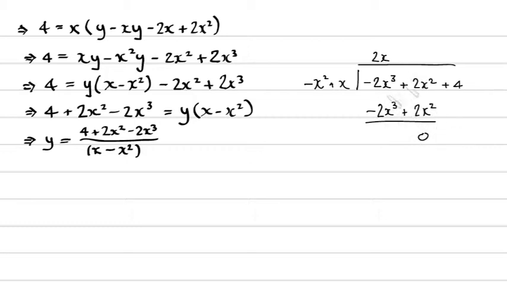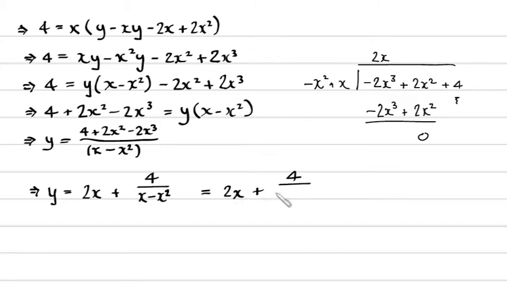So we can write our expression for Y in terms of two partial fractions. Y is equal to 2X plus the remainder, which is 4 in this case, 4 lots of X minus X squared. And we're just factorising the denominator now. 2X plus 4 over X outside of 1 minus X. And that's the simplest expression for the value of Y then. 2X plus 4 over X outside of 1 minus X.